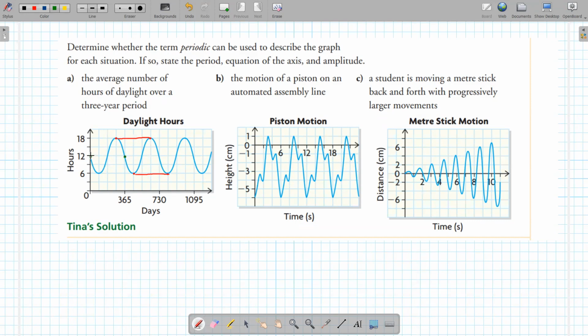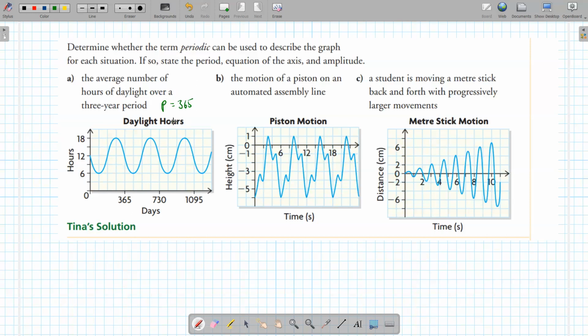You see that point? It loops right back and the new cycle starts. So what is the period here? What's the distance? 365. Yeah, so the period is 365.